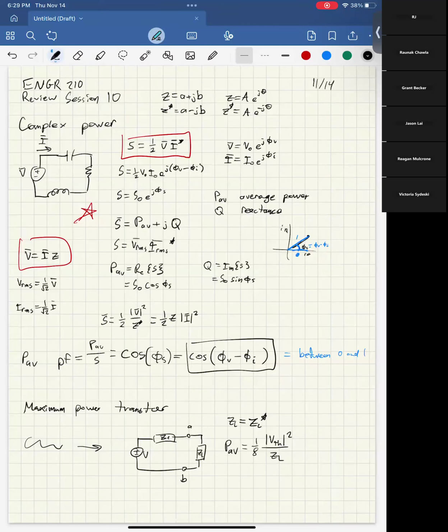Okay, so there's a lot on this page. Really, if you need three things to remember, that first equation.